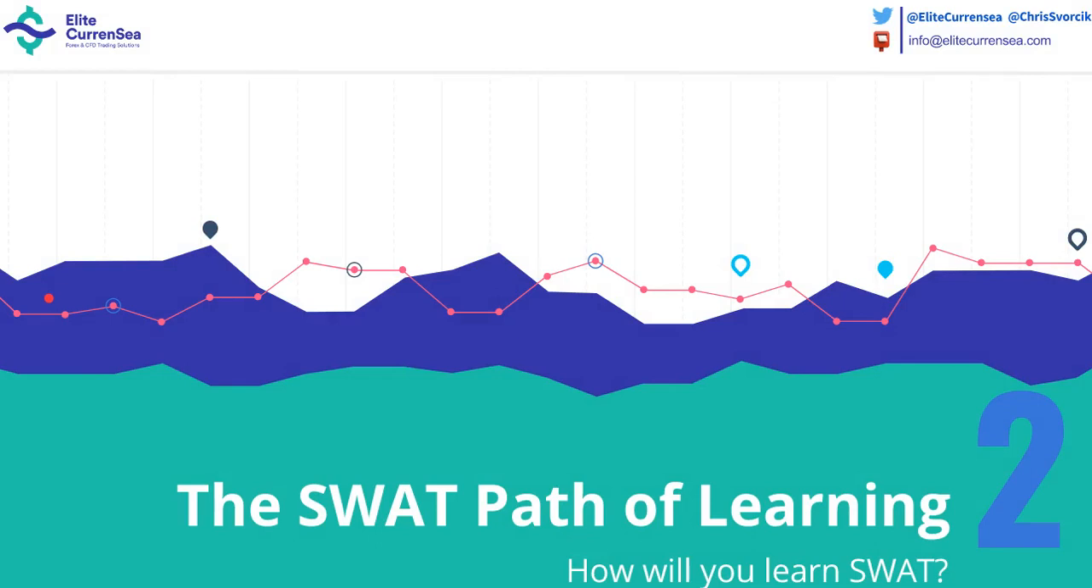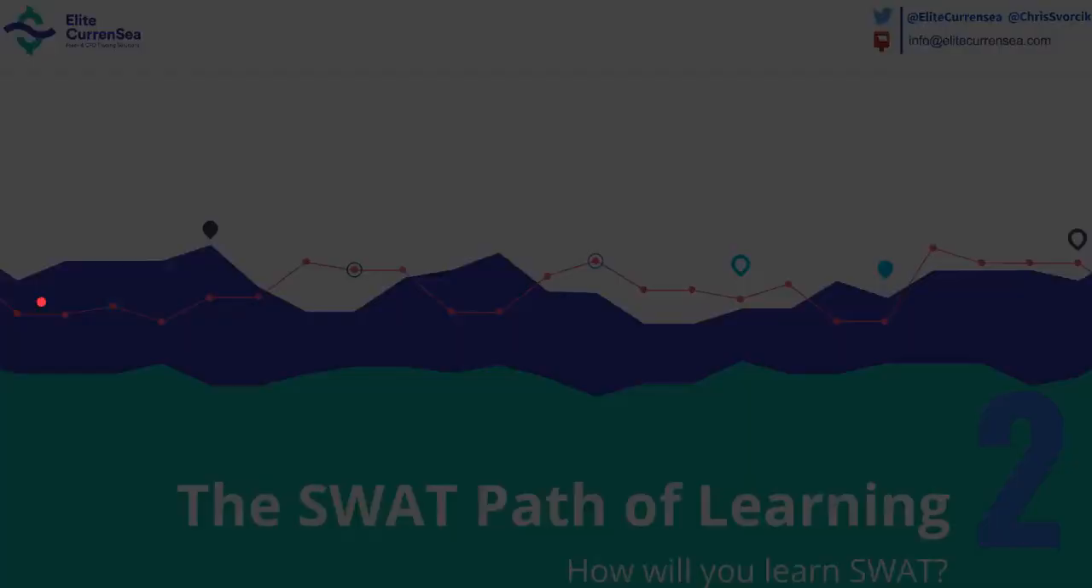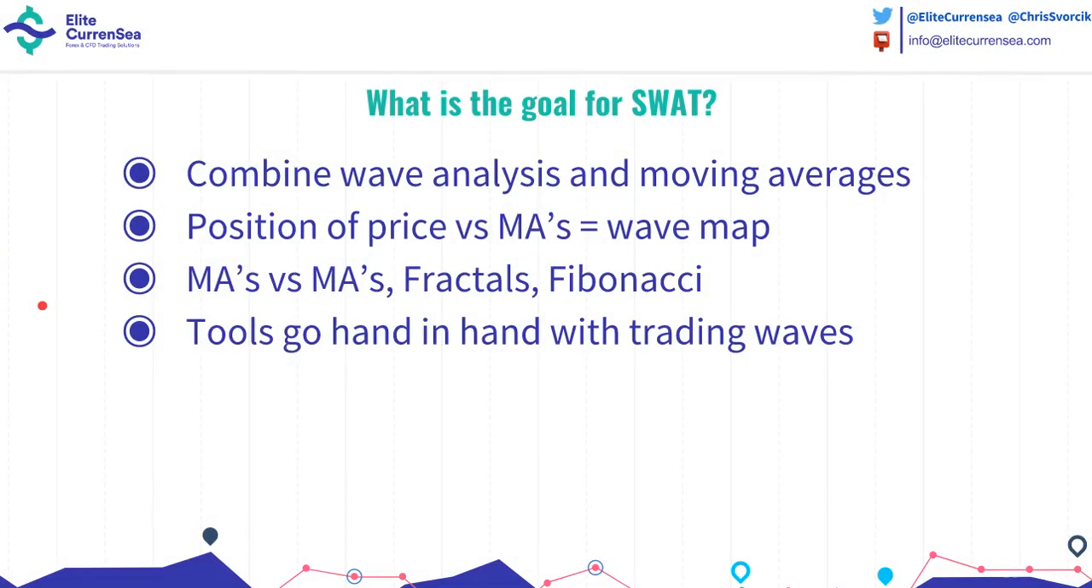Because what is the path of learning? How do we actually learn what I just described in point one? It sounds maybe exciting, maybe a bit overwhelming to you, but it's not, because we take you step by step. You'll understand how we combine wave analysis with moving averages, and based on the position of price versus those moving averages, you'll be able to make a wave map. Based on that, and on the moving averages, fractals, Fibonacci, all these tools that go hand in hand with trading the waves, you'll be able to understand the roadmap.